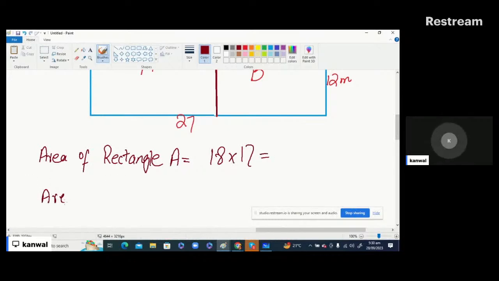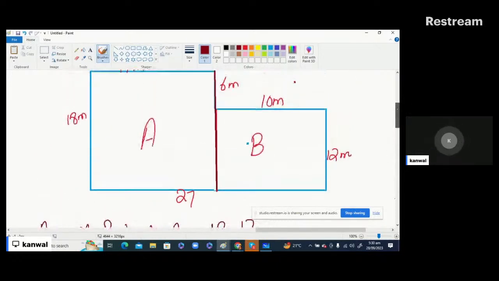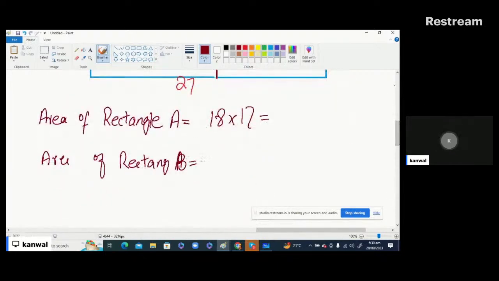Now find area of rectangle B. Sorry, B. How much its width, that is 10, how much its length, that is 12. 10 times 12. So let's check what's the answer when you gonna multiply 18 times 17, that is 306. And what's the answer when you multiply 10 times 12, then that is 120 meter.